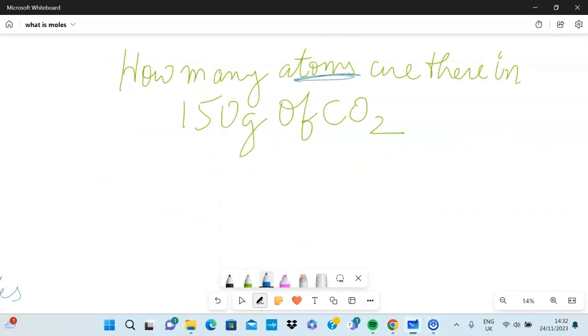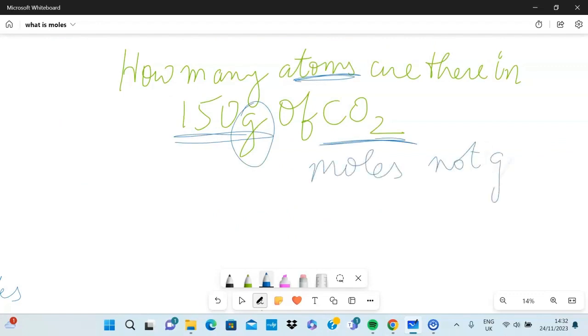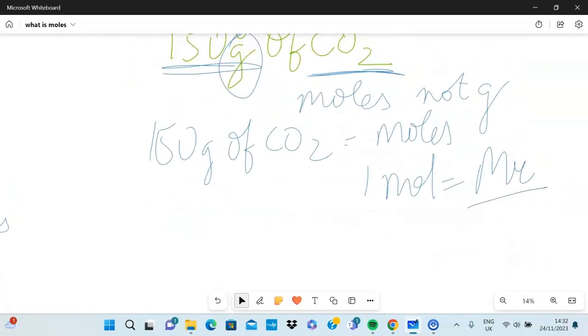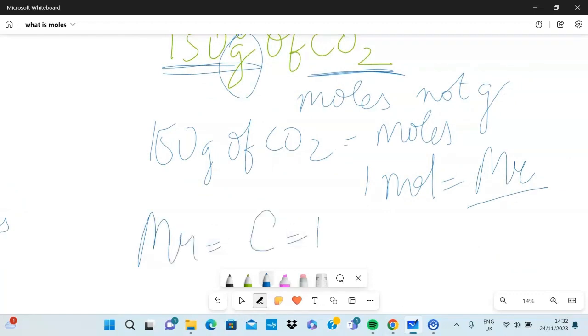How many atoms are there in 150 grams of CO2? Now, we always want the thing to be in moles, not grams. So you just change the 150 grams of CO2 into moles. How do you do that? Well, we know 1 mole is equal to the Mr of anything. So you need to find the Mr of CO2. CO2 Mr is equal to C is equal to 12 and O is equal to 16. 2 of that would be 32. Altogether, that is 44 grams.